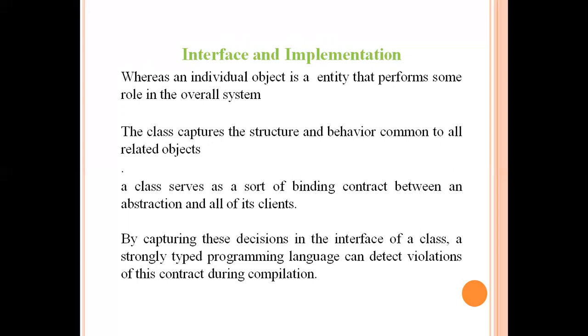Next, a class serves as a binding contract between the abstraction and all its clients. Next, by capturing these decisions in the interfaces of the class, a strongly typed programming language can detect the violations of the contract during the compilation. Suppose if any error occurs in the interfaces in the programming language, it can be detected at the time of compilation.